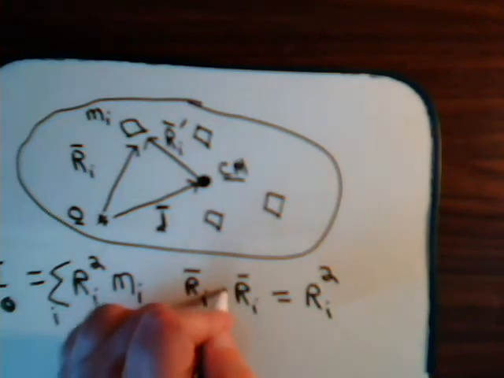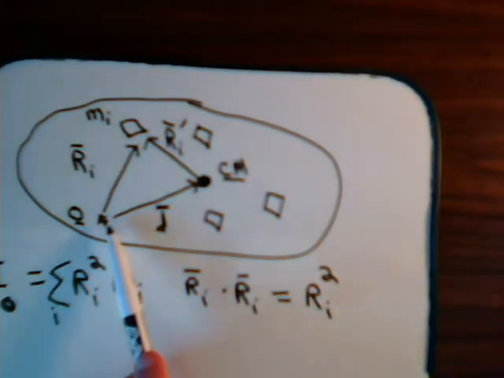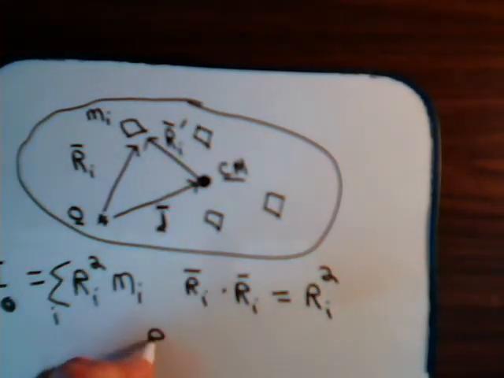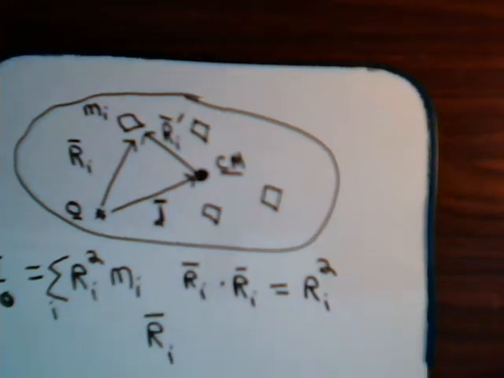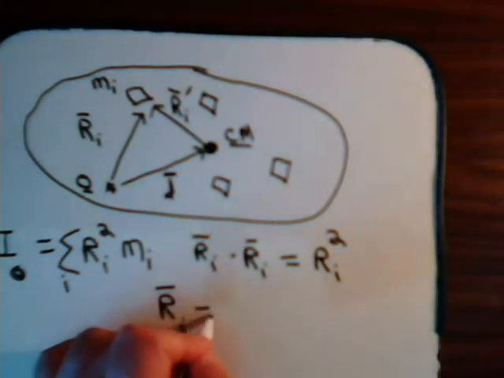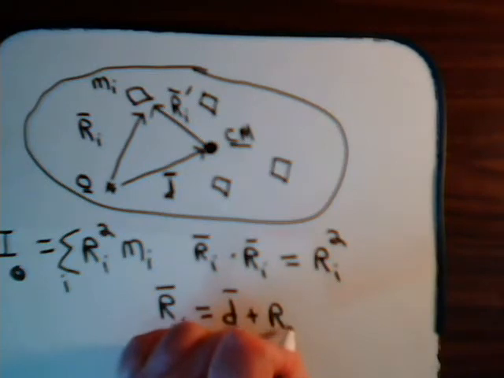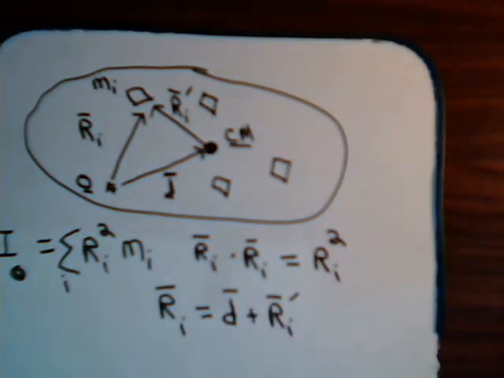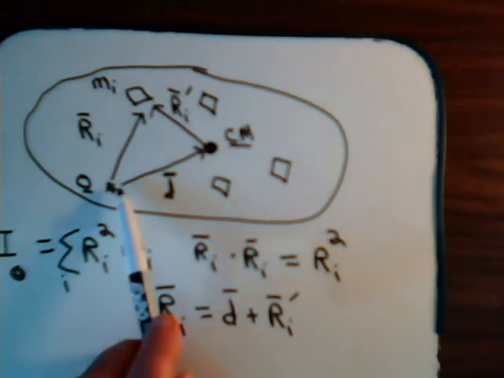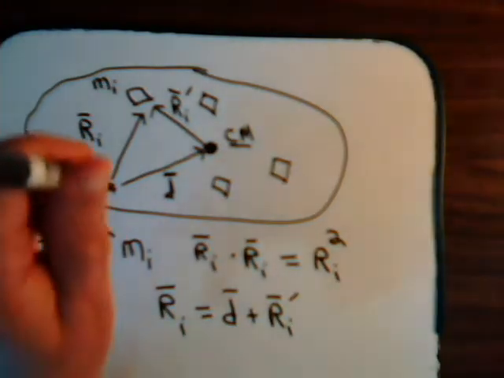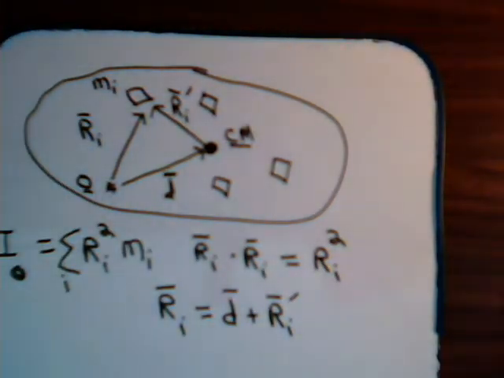But now notice that Ri can be written as the sum of this vector plus this vector. So Ri equals vector d plus Ri prime. D, of course, is just the position or the distance of the center of mass from this point O, and it's point O that we are taking the moment of inertia of. So it'd be as if we had an axis going right through point O.